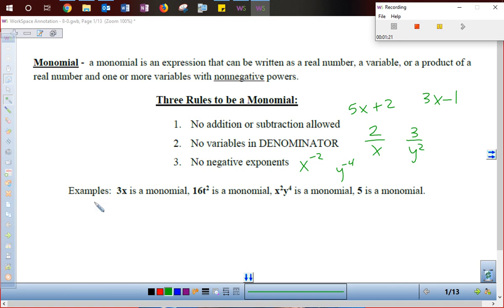Now some examples. 3x is a monomial. Notice there's no addition or subtraction, there's no variable in the denominator, and there's no negative exponents. 16t squared is also a monomial. X squared y to the fourth. Now I know that this can kind of confuse some people because we have 2 variables in one term, but again there's no addition or subtraction sign, so it's definitely a monomial. And then 5 is a monomial. A real number is definitely a monomial.